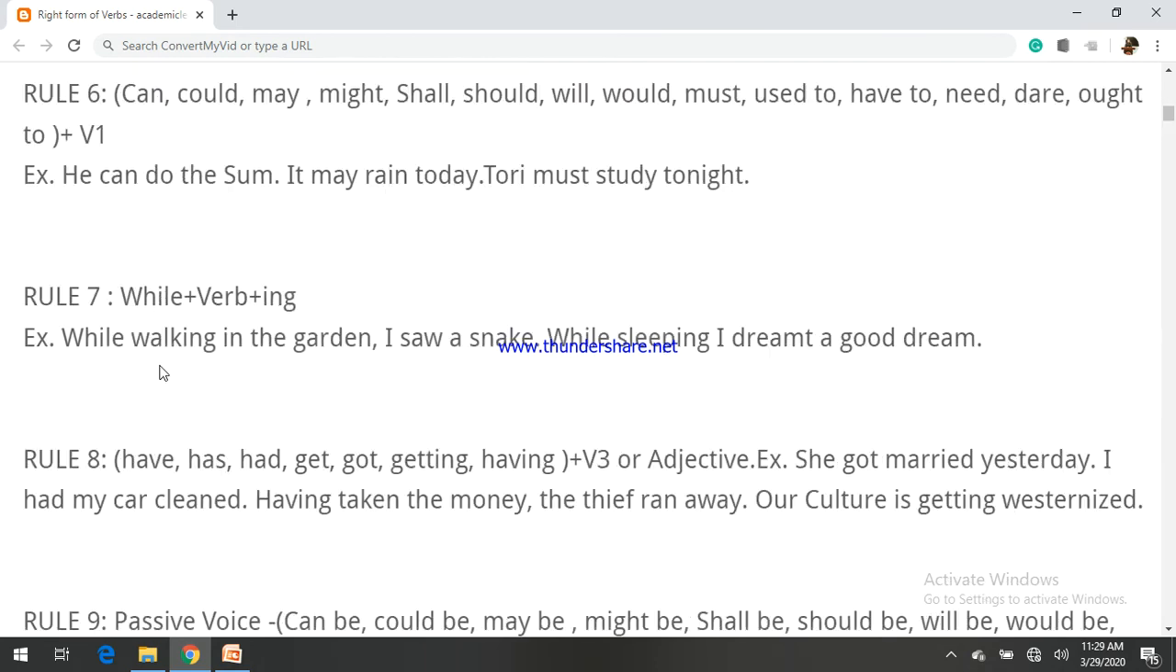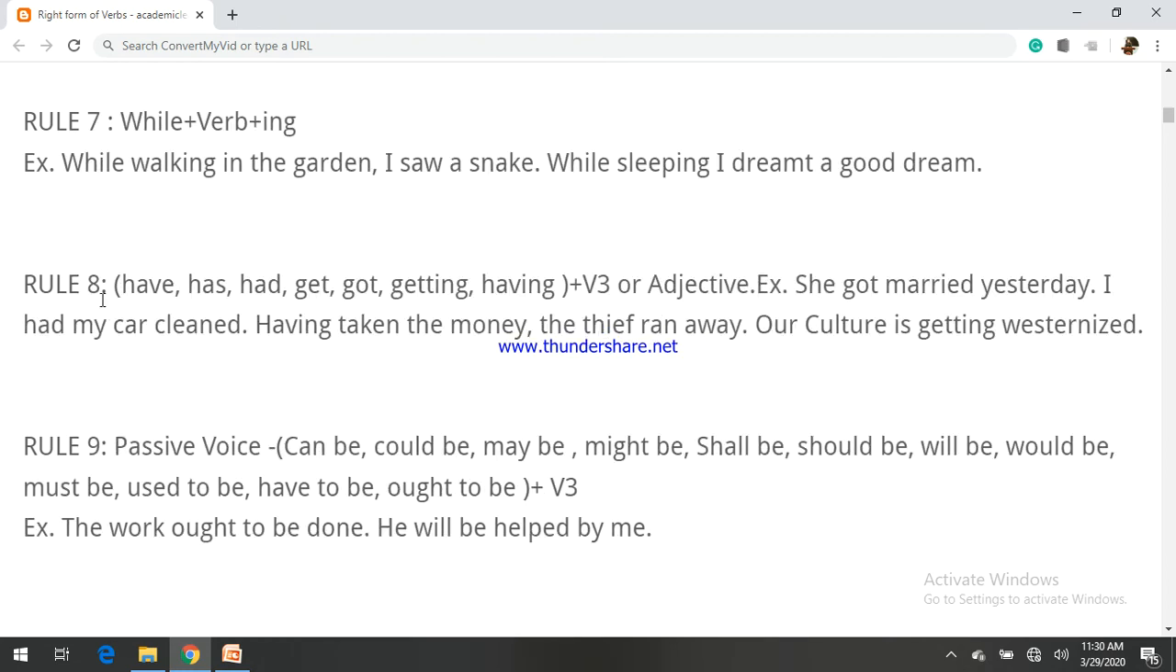Rule 7: while plus verb plus ing. That means after while, verb plus ing is mandatory. Let's see, at the beginning of the sentence, while walking, while plus verb plus ing. This is rule number 7. While walking, while sleeping, while going, while doing, while shopping. After while you have to add verb plus ing. I think it's clear.